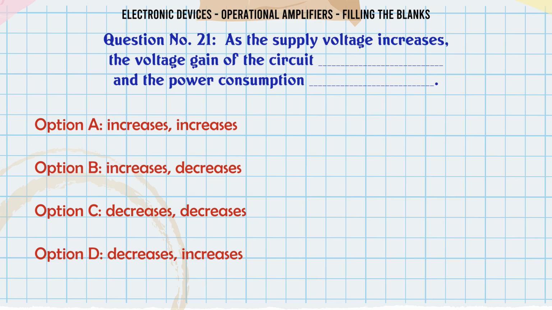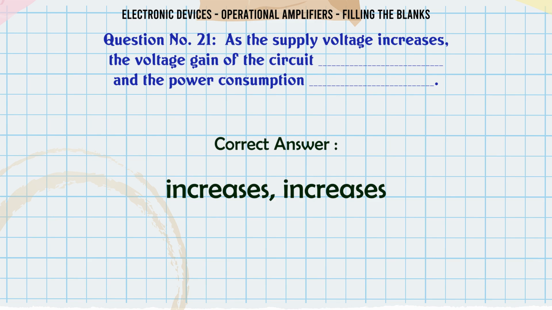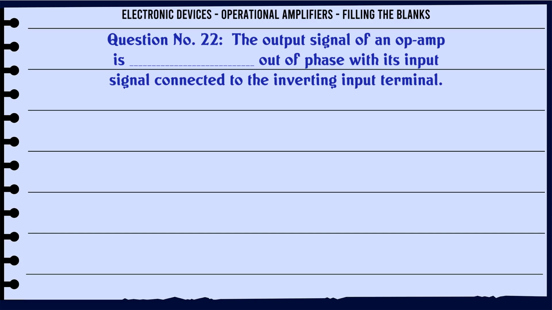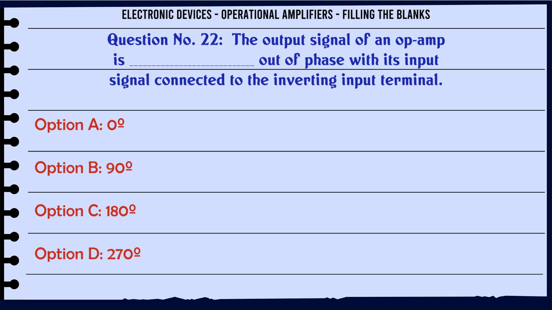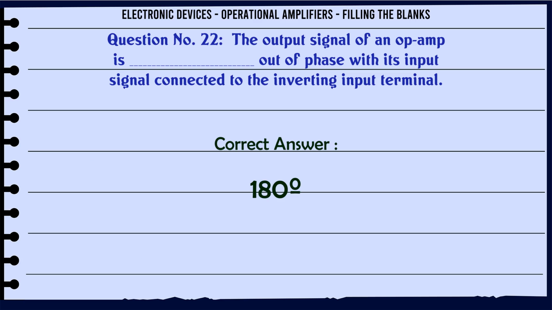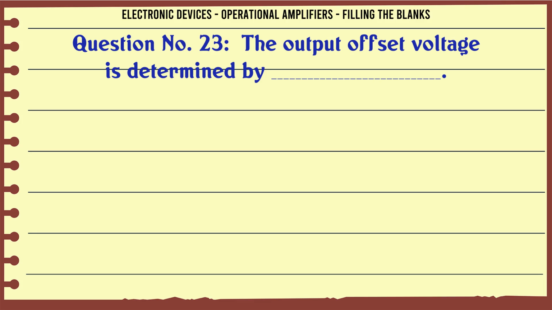Decreases, increases. The correct answer is increases, increases. The output signal of an op-amp is out of phase with its input signal connected to the inverting input terminal. A. 0. B. 90. C. 180. D. 270. The correct answer is 180.